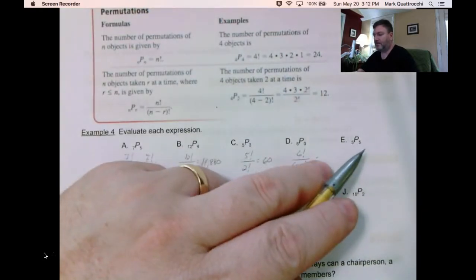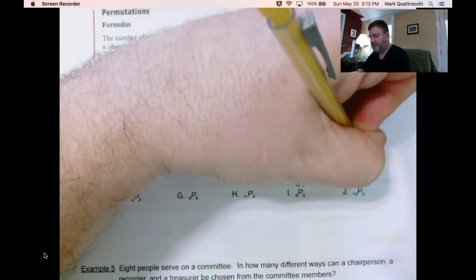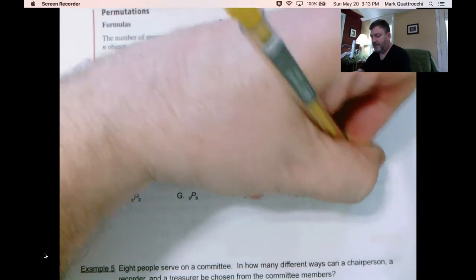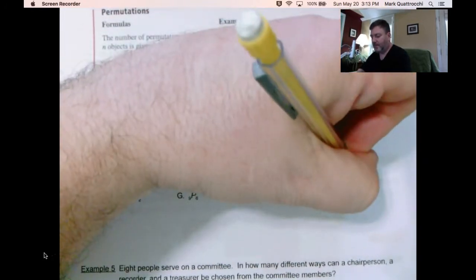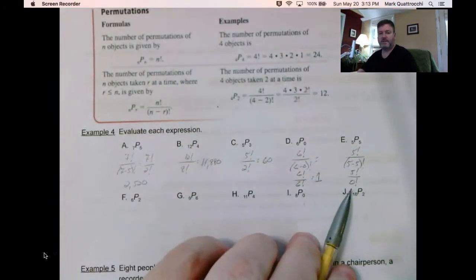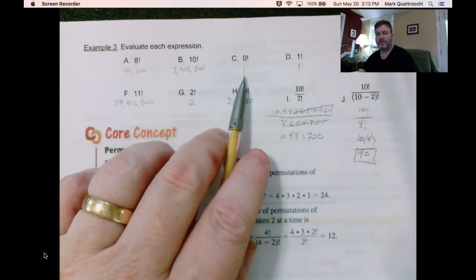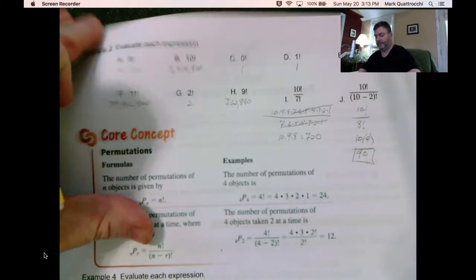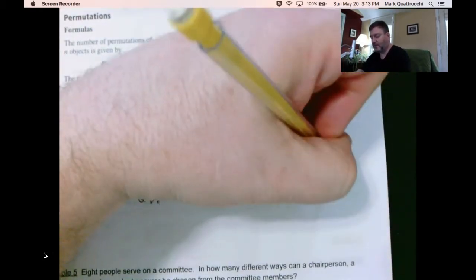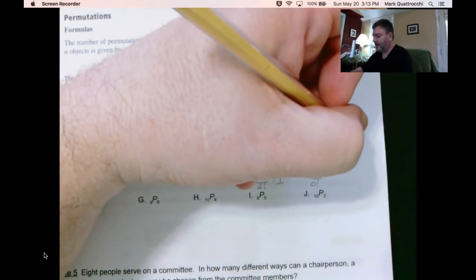Alright, 5P5 is 5 factorial over 5 minus 5 factorial, which is 5 factorial over 0 factorial. And this is where this comes into play from earlier, where we have to remember that 0 factorial is 1. So 5 factorial divided by 1 is 5 factorial, which is 120.